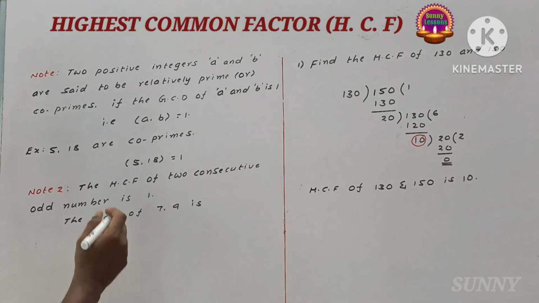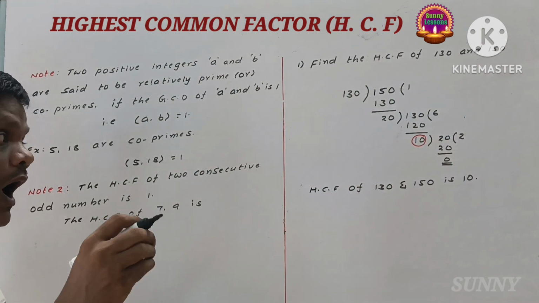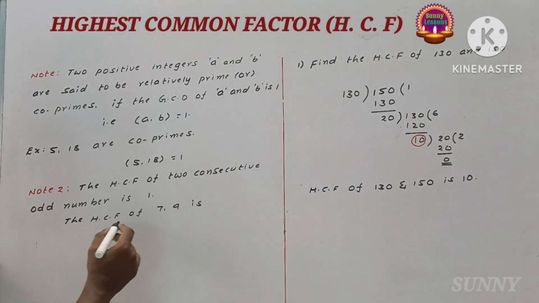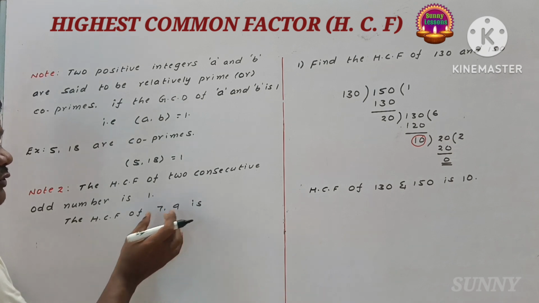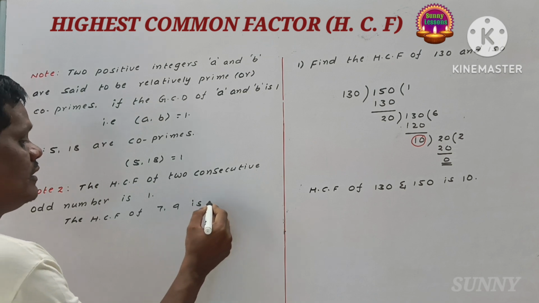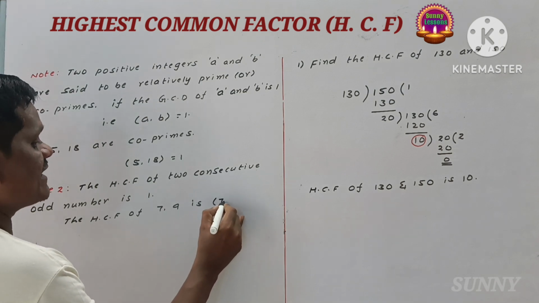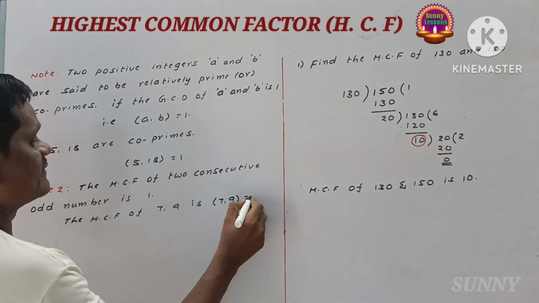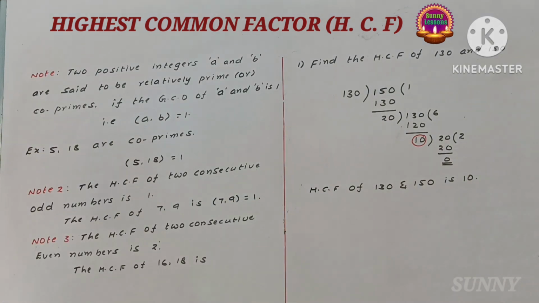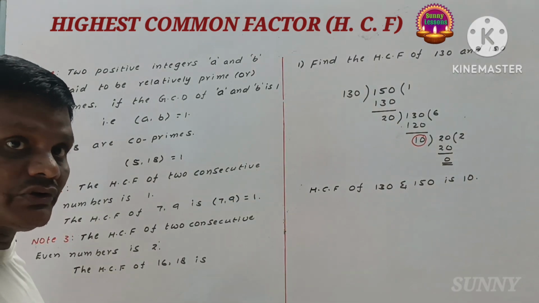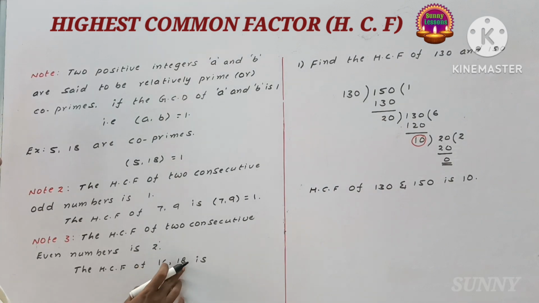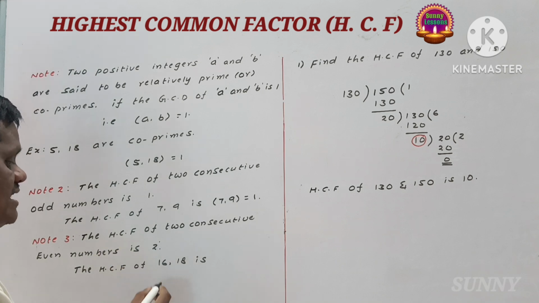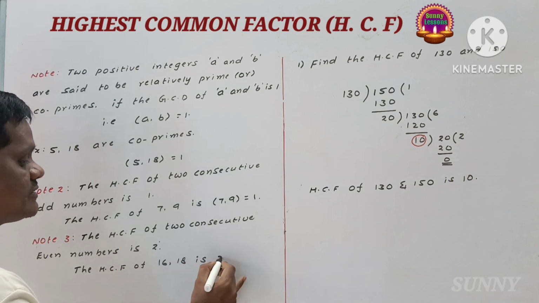Note point 2. The HCF of two consecutive odd numbers is 1. The HCF of 7 and 9. These two are consecutive odd numbers. So the HCF of 7 and 9 is 1. Note point 3. The HCF of two consecutive even numbers is 2. The HCF of 16 and 18. These two are consecutive even numbers. So the HCF of 16 and 18 is 2.